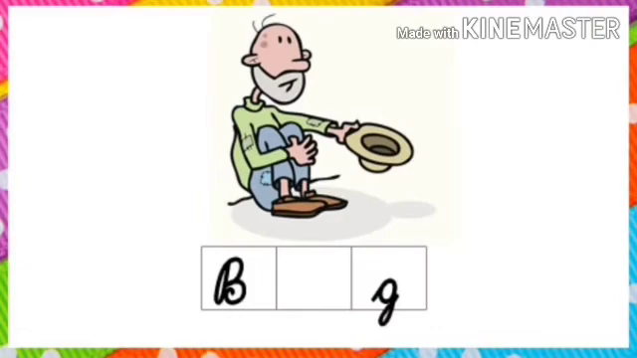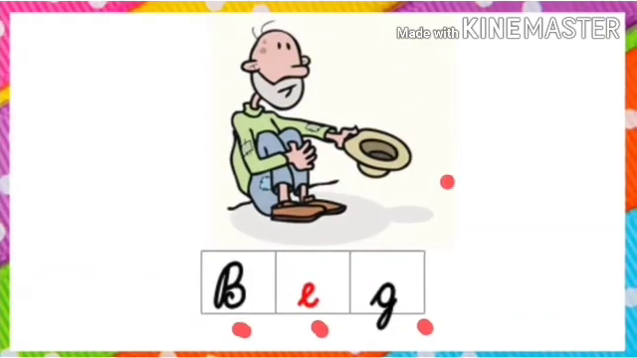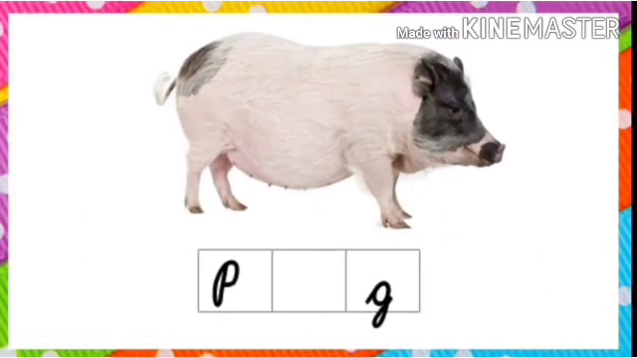This is a picture of beg. Sound of the word, beg. When the beginning sound is b, letter is b. Ending sound is g, letter is g. What about the middle sound? Which vowel says e? E vowel says e. So fill the correct vowel. E says e and make the word complete. Beg. Let's try the next picture.